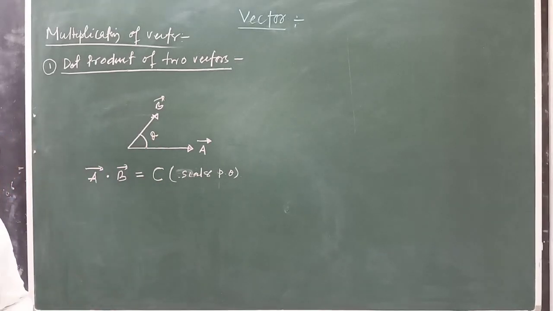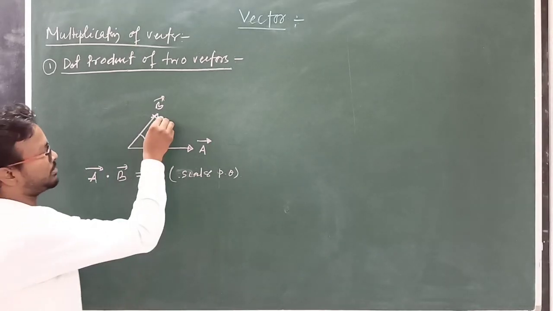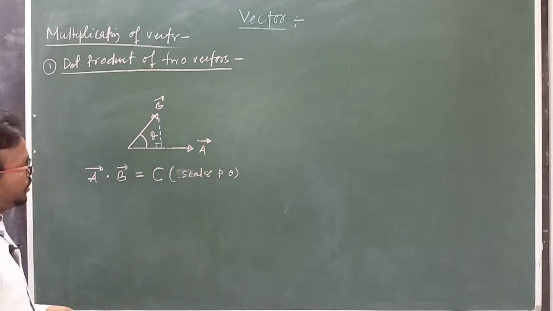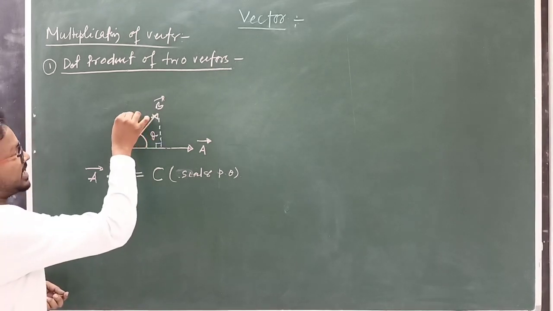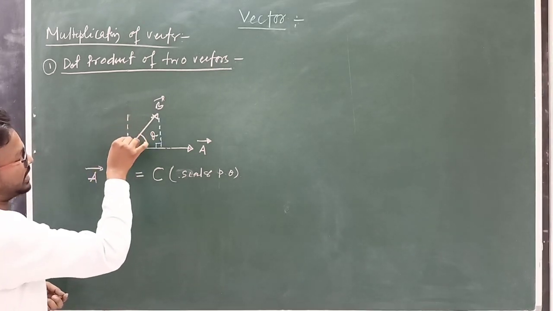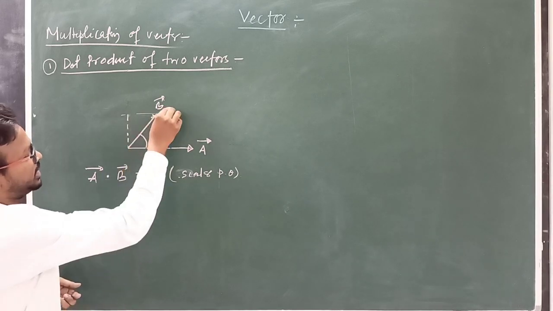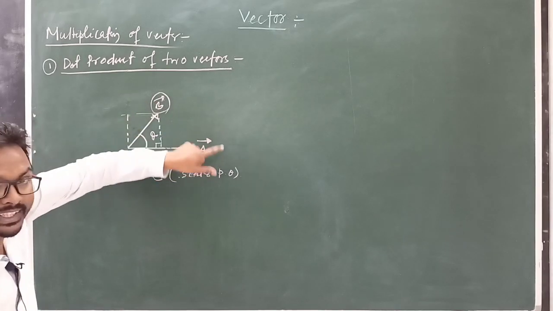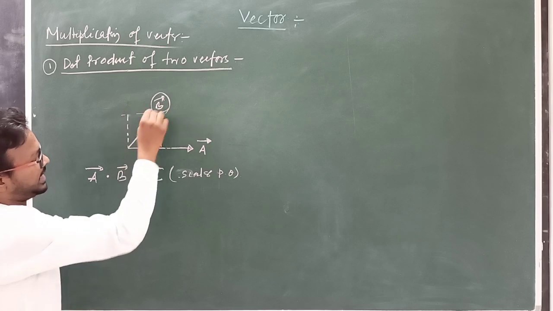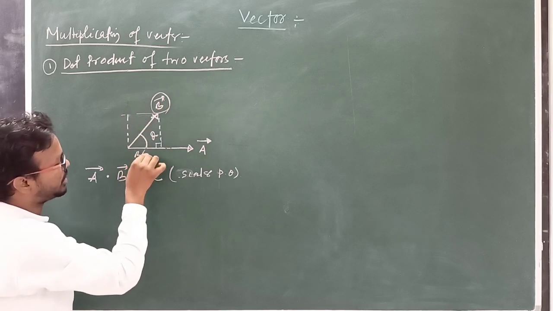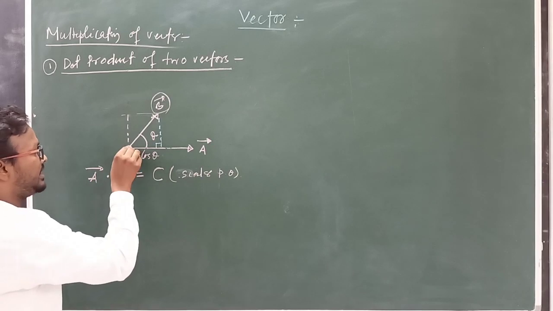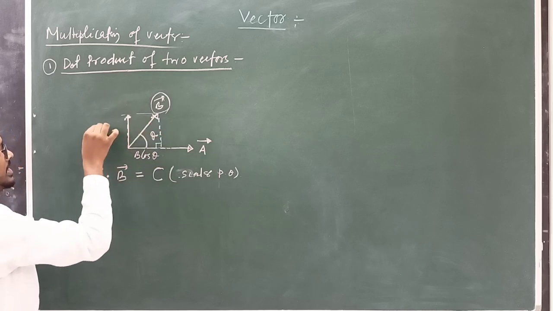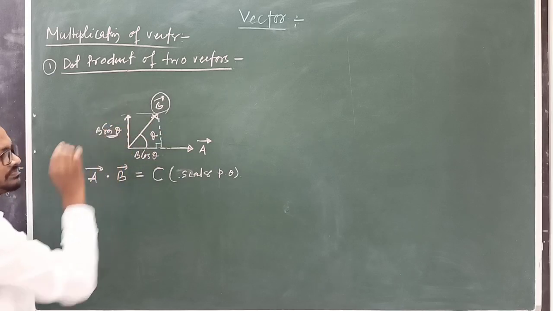So how can we derive the dot product of two vectors? Means first we have to draw a perpendicular, and this angle is 90 degrees, and we already discussed how to resolve a vector into two rectangular components. Here this vector is B vector, and its rectangular component along the A vector axis is B cos theta, and its component along this direction is B sin theta.